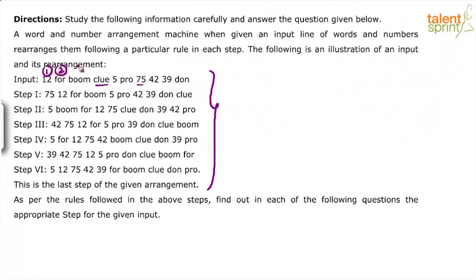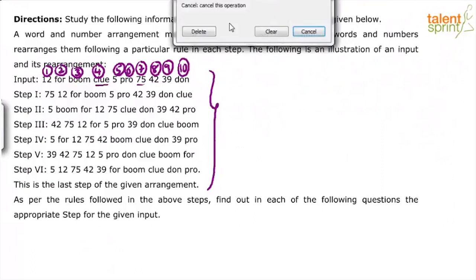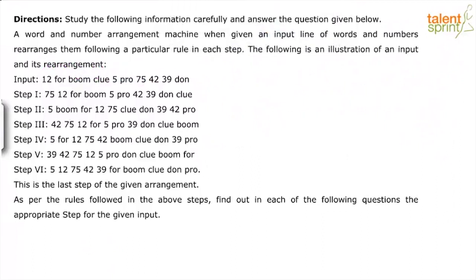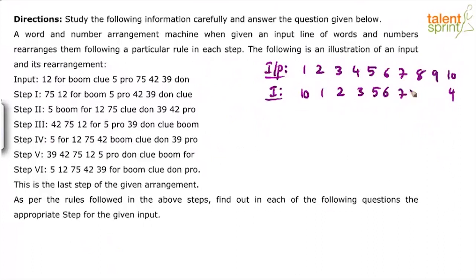Like 1, 2, 3, 4, 5, 6, 7, 8, 9, and 10. And remember this sequence from step 1 to step 5. Just do the sequencing from 1 to 5 and follow that blindly to get the answers. For example, input, I'm writing it here and we'll go to the next slide to get the answer. Input has got 1, 2, 3, 4, 5, 6, 7, 8, 9, and 10. What will be step 1? See, in step 1, what do we do? This 4 will come to this position and 10 will come here, and everything else is as it is. So 1, 2, 3, 5, 6, 7, 8, 9.